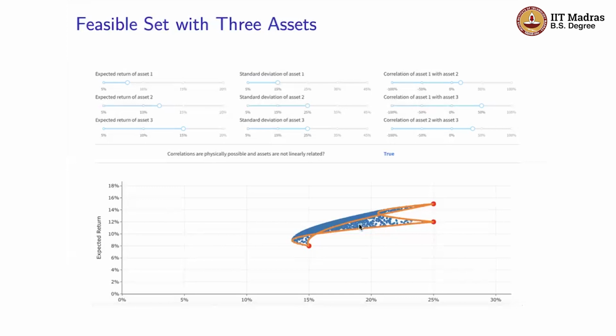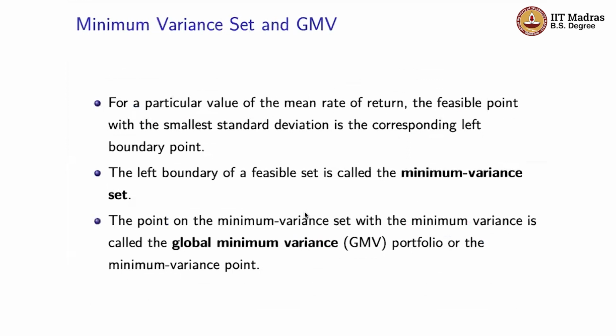However, these are not the only things that are possible. You can actually use a combination of all 3 assets. And these blue dots represent all the points that are possible if you use the 3 different assets together. So you can go ahead and construct the feasible set with any general number of assets. But as you can see, the picture looks much more complicated compared to the 2 asset case.